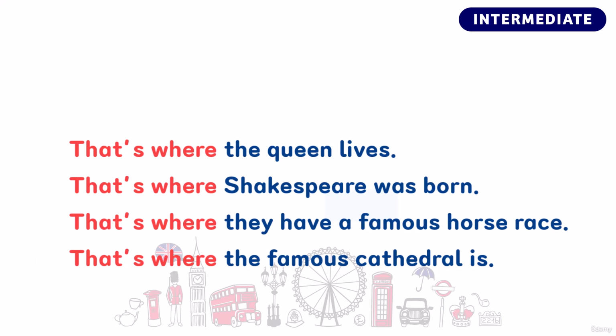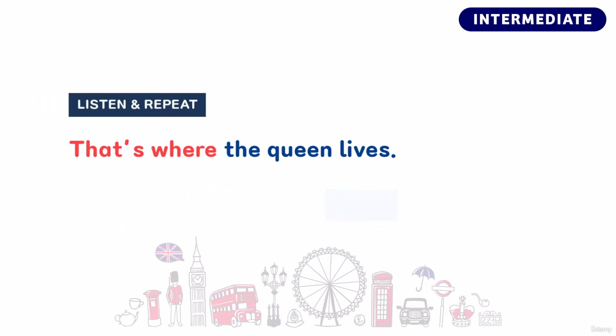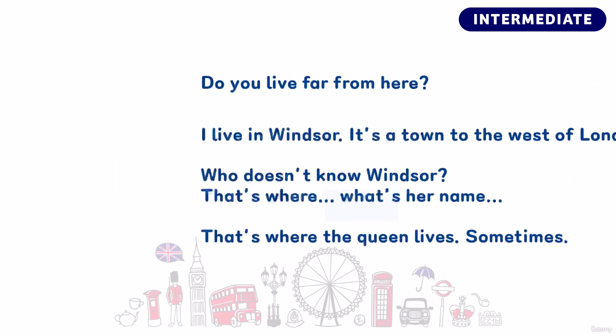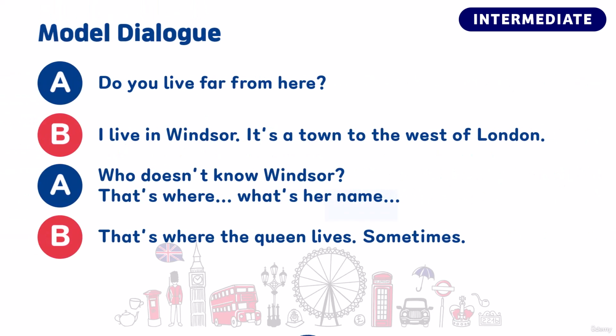Okay, so let's now do a speaking practice of these sentences. That's where the Queen lives. That's where Shakespeare was born. That's where they have a famous horse race. That's where the famous cathedral is. Excellent job again, well done. Let's now listen to the whole dialogue again.